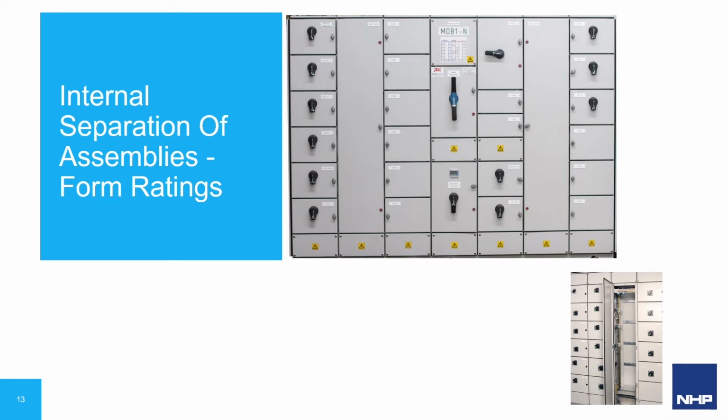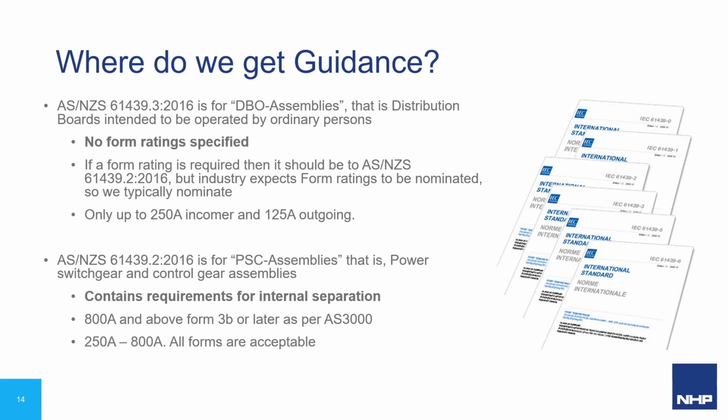We will now take a practical look at the different forms of separation and how they will impact the assembly and how you interact with it. So where will we be looking for guidance for the form of separation and how this will influence the construction of our assembly? As defined in 61439, Section 3, a distribution board intended to be operated by ordinary persons would not have a defined form of separation.